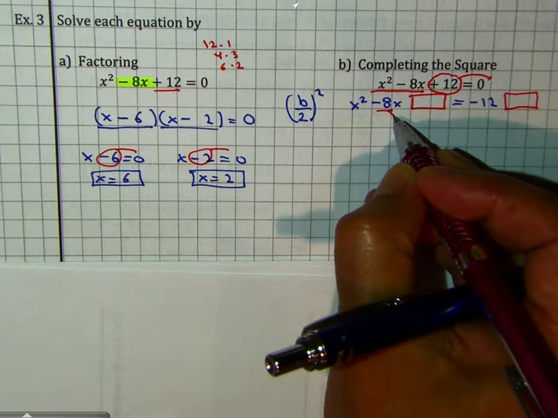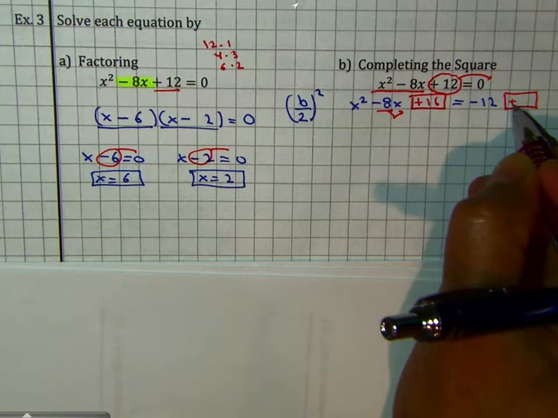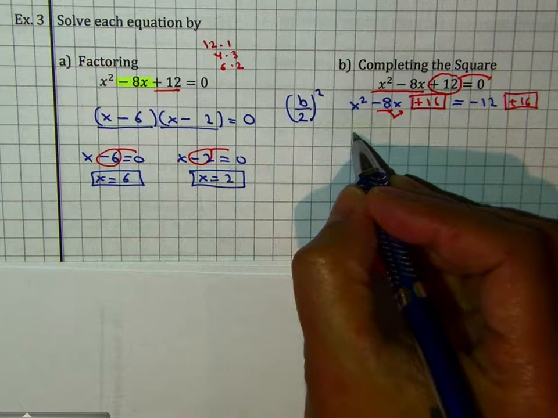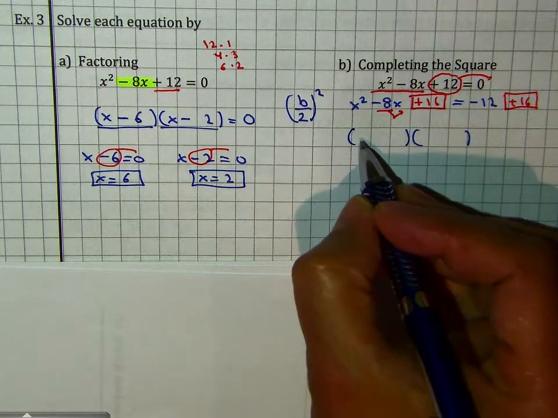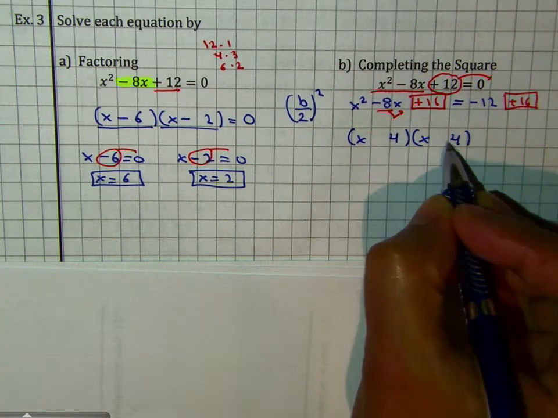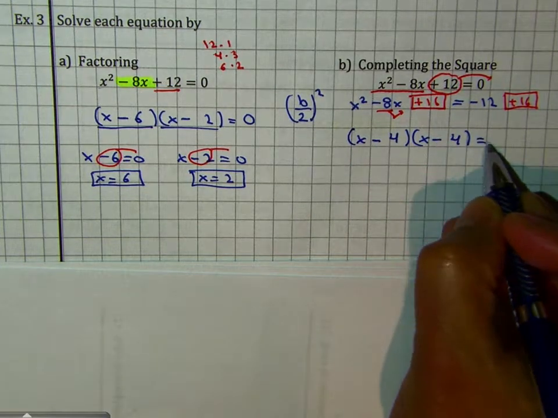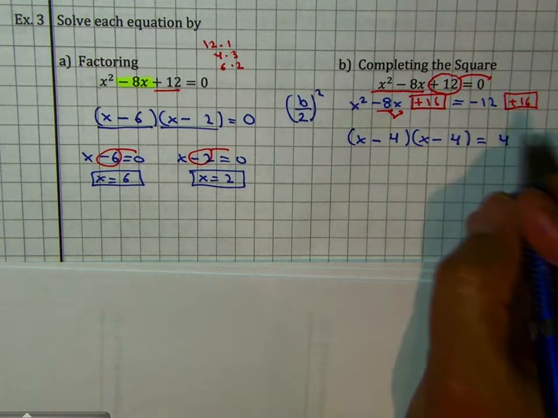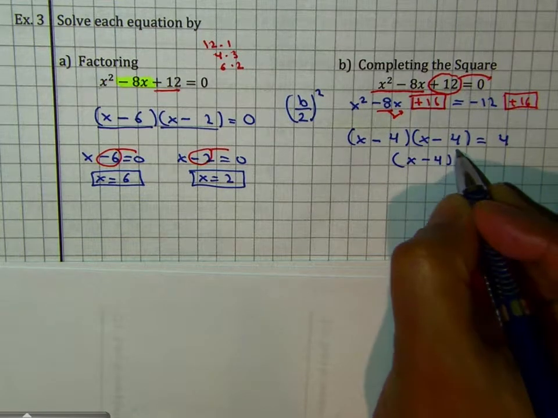Negative 4. And negative 4 times negative 4 is positive 16. And now I'm going to factor this out. This should factor nicely, and this should always be the same when you complete the square. x and x, factors of 16 will be 4 and 4. They need to have the same sign. They need to add to a negative 8, so both should be negative. Negative 12 plus 16 is 4. And now I'm going to combine them both into one: x minus 4 squared equals 4.